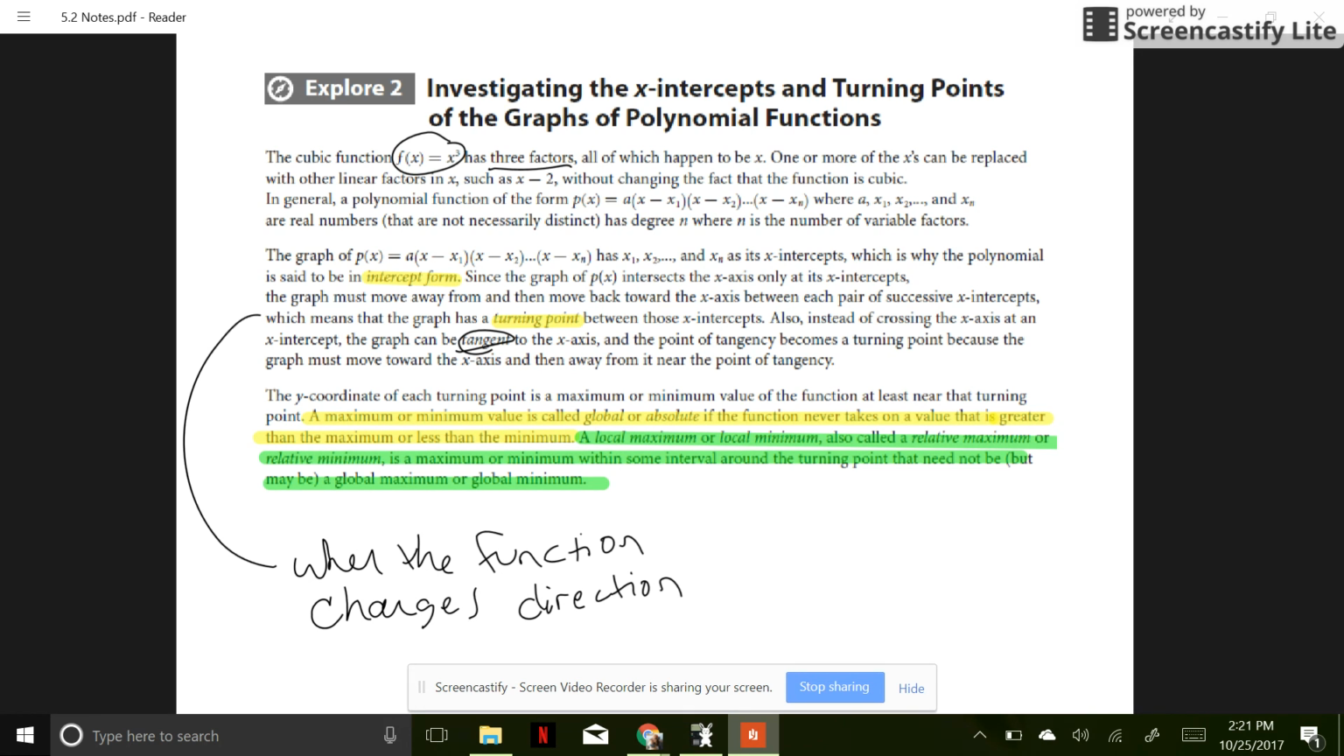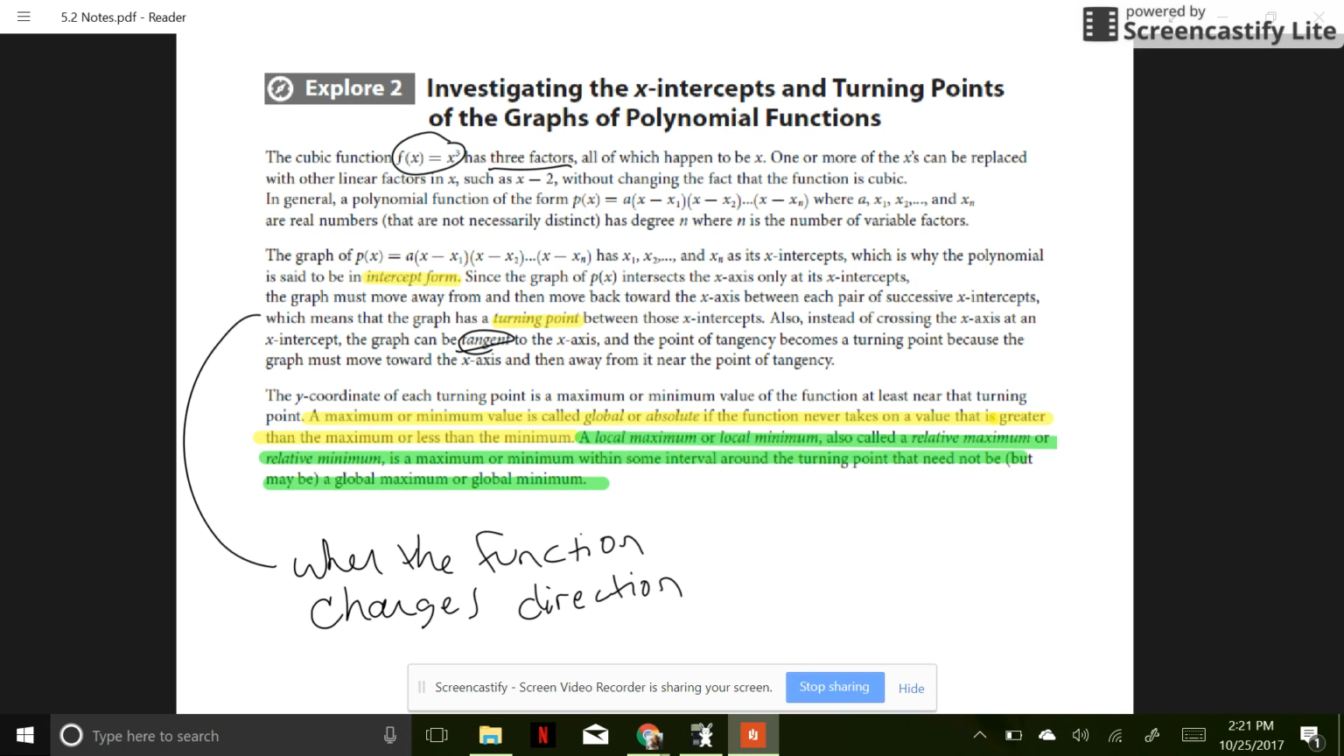Also, instead of crossing the x-axis at an x-intercept, the graph can be tangent to the x-axis. A tangent means it touches it, but it doesn't go through it. So the graph can just touch the x-axis, but not actually intercept.